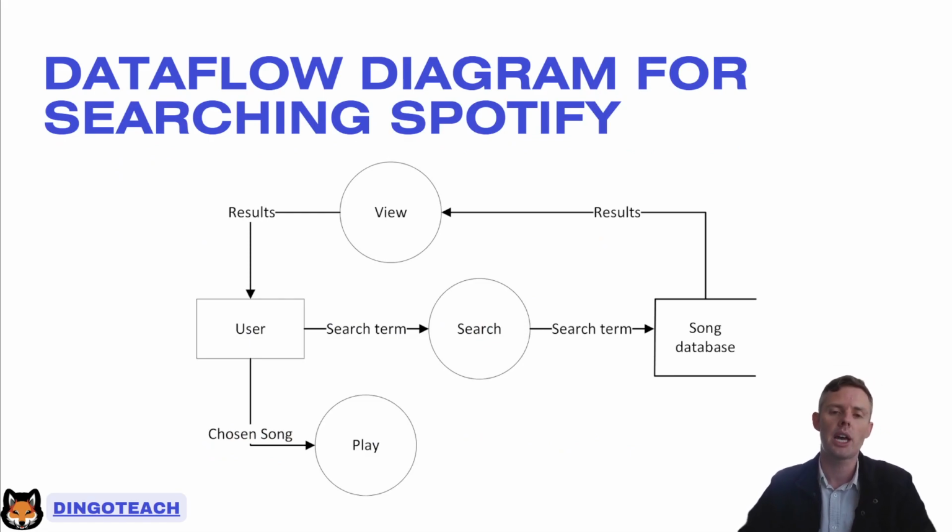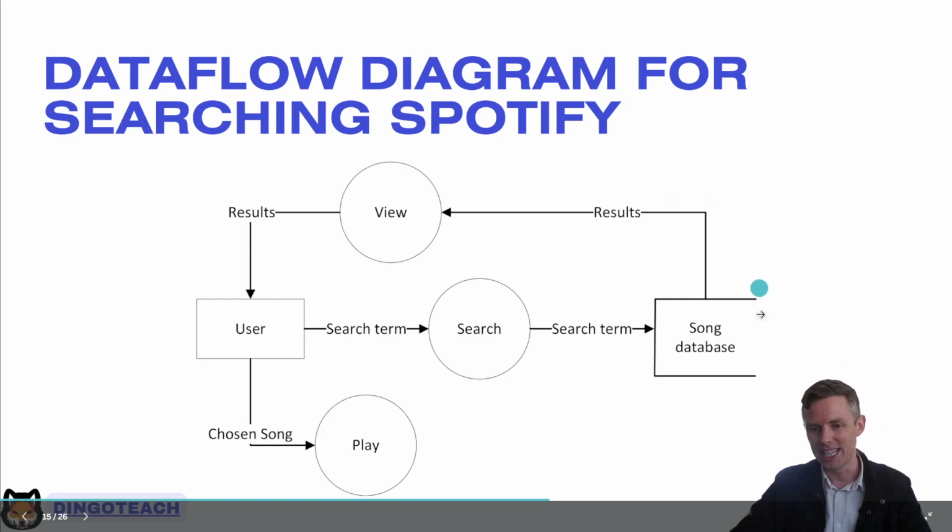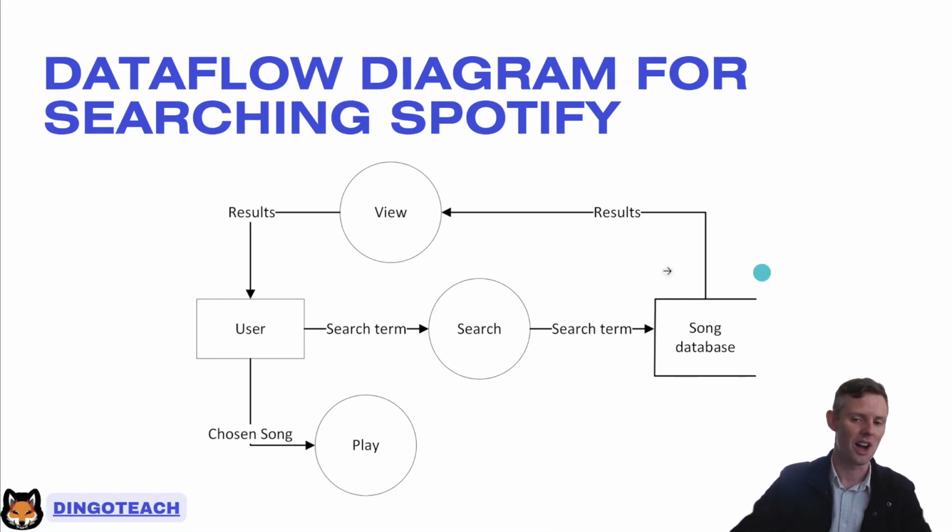Now, this example data flow diagram is a really simple data flow for searching for songs on Spotify. So as you can see, I've got one external entity, I've now got 3 processes and 1 data store. Okay, this isn't, as one of my students put it, a screenshot of a diagram with the edge cut off, that is the data store icon.